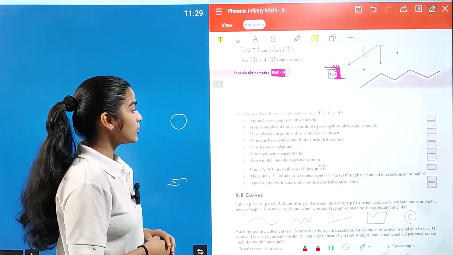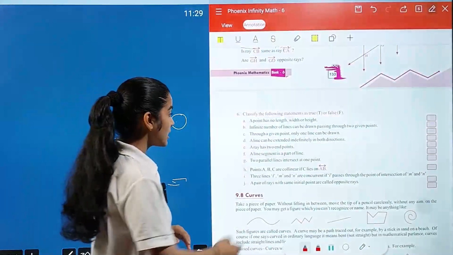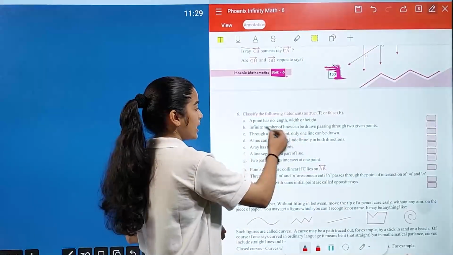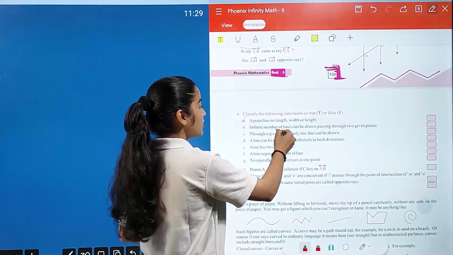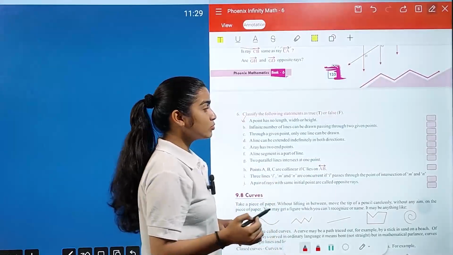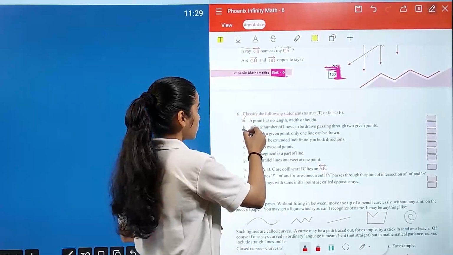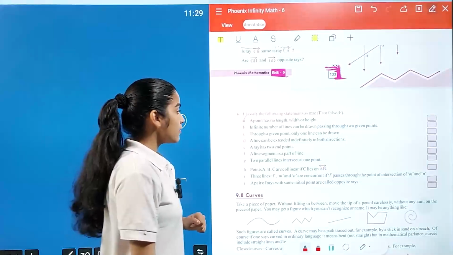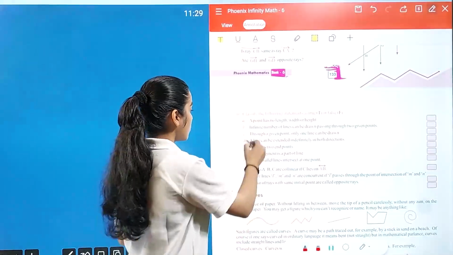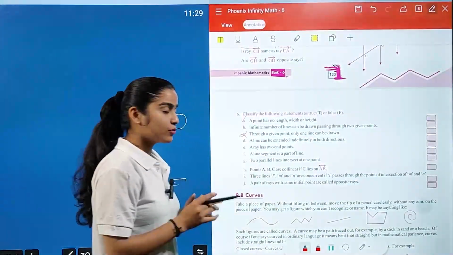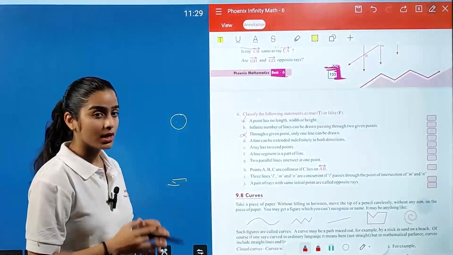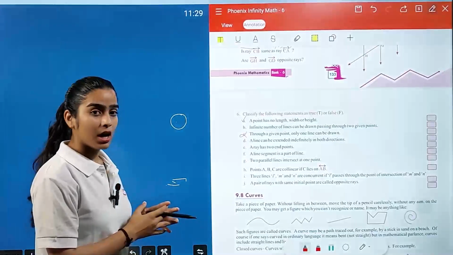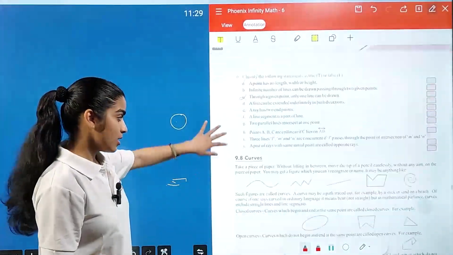Now classify the following statements as true and false. A point has no length, width or height. Yes, this is true. Infinite numbers of lines can be drawn passing through two given points. Two given points we cannot say, but one given point we can say yes. Through a given point only one line can be drawn. No, false. So in the same way you have to read out these statements and then you have to classify among true and false statements. Okay.